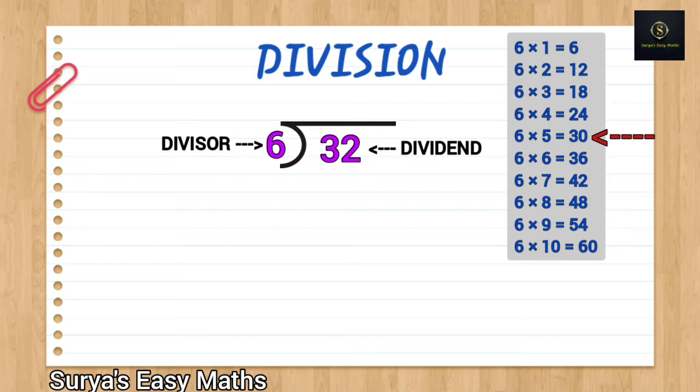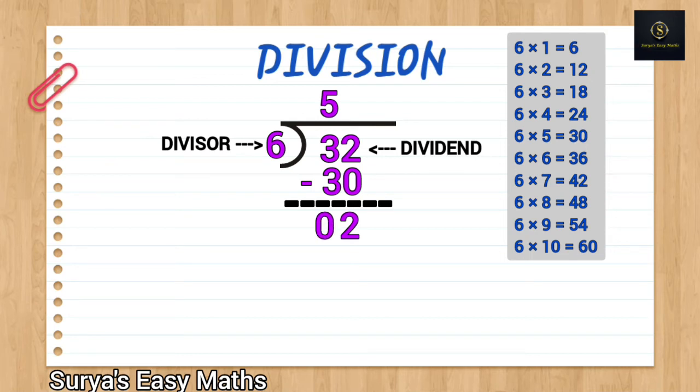So we write 5 above the line, as we know that 6 fives are 30. Now we have to write the number 30 below 32. Now let us subtract 30 from 32. So 2 minus 0 is 2. So we write 2 down. Now 3 minus 3 is equal to 0. So we write here 0.